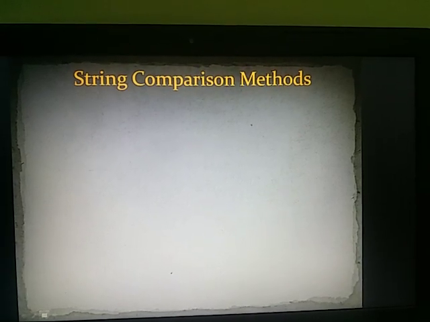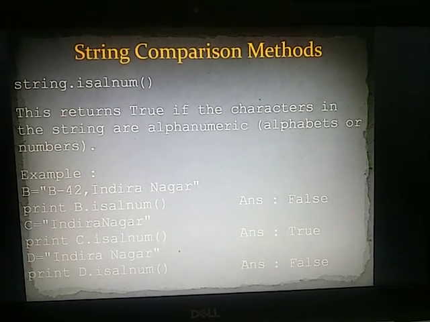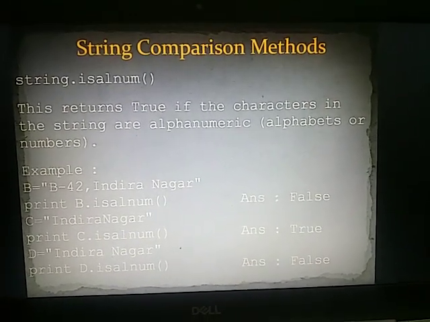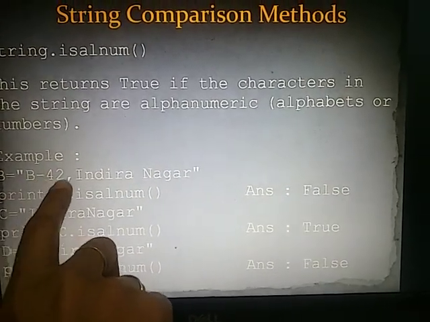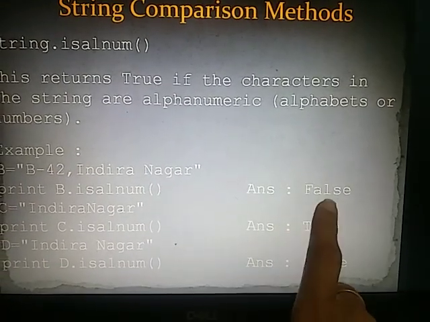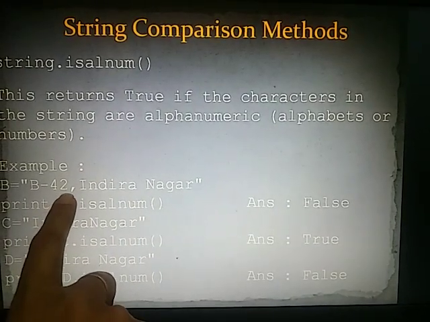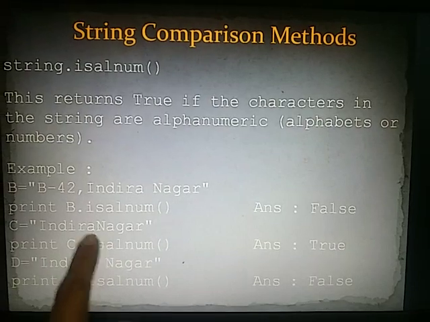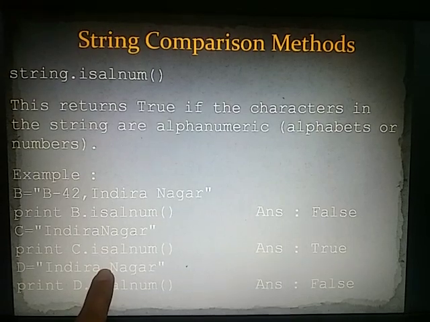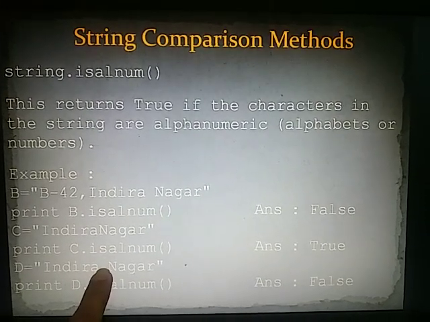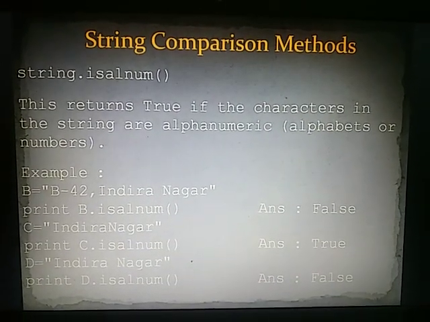Now the string comparison methods. The first one is isalnum, which returns true if the characters in the string are alphanumeric only. Like in the first one we are having what? Hyphen, comma and other things. That is why the first example is returning us false, because it is not completely alphanumeric. There are some other characters also. In this one it is all alphabet, that is why true. Here again we are using a space, which is neither an alphabet nor a numeric one, that is why it is false. It is used to check whether the values are alphanumeric or not.